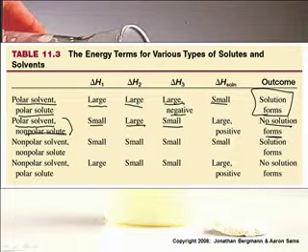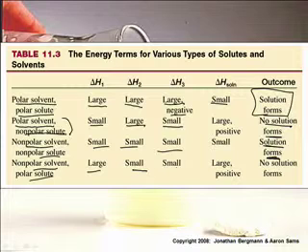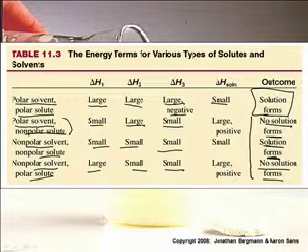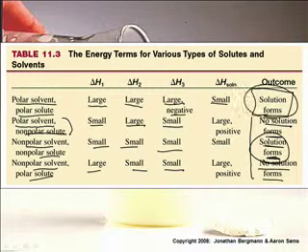It's very good. And non-polar with non-polar, it's small, small, small, and actually you'll make a solution. And if you have a non-polar and polar, delta H1 is large, small, small, no solution. So basically most of them get a solution. About half of them make solutions and half of them don't. But the reason has to do with this delta H1, delta H2, and delta H3.